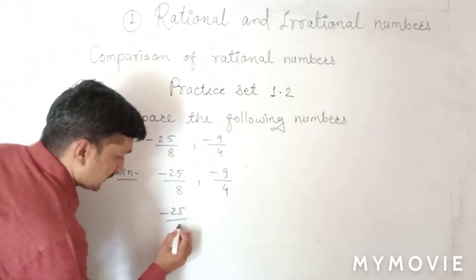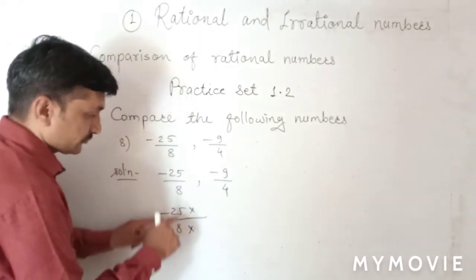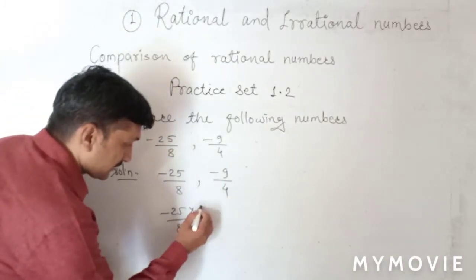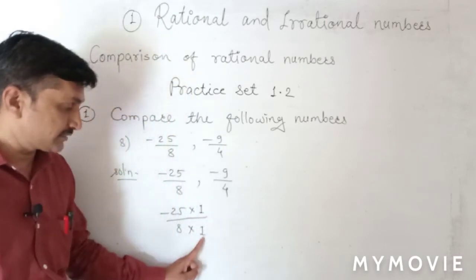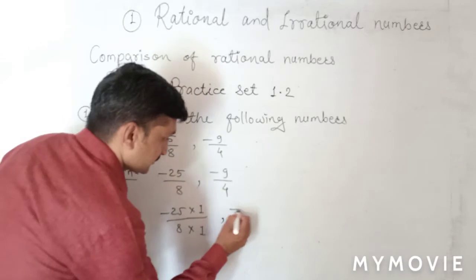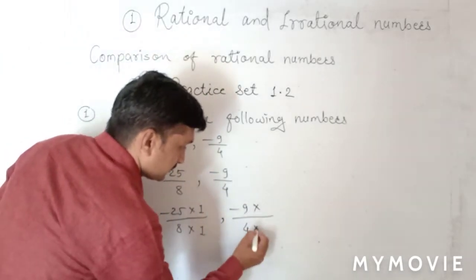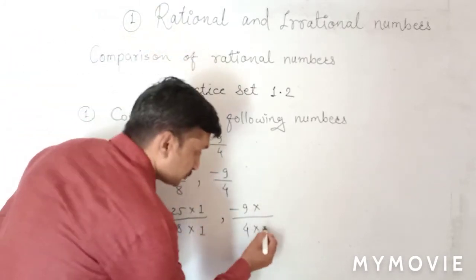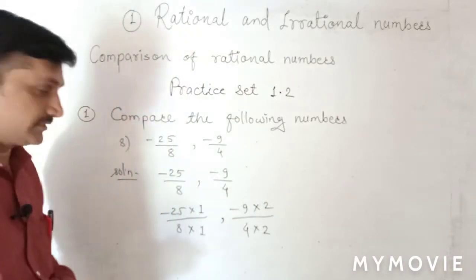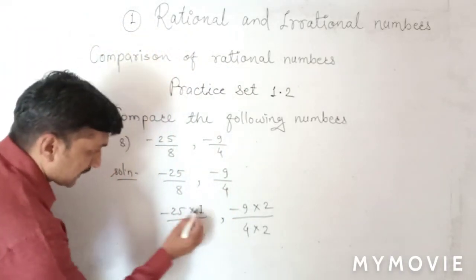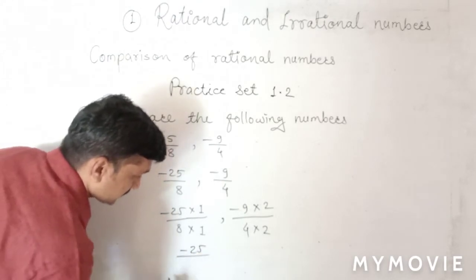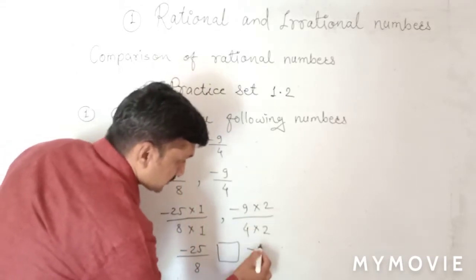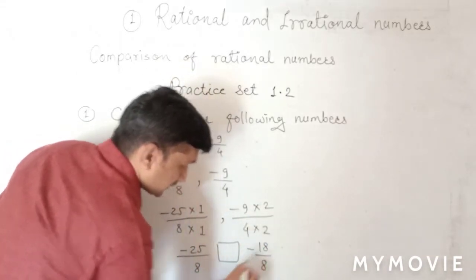Minus 25 upon 8 multiplied by, now here we already want 8, and that is given. Here we have to change. Now I multiply by 1. See, 8 into 1, 25 into 1, comma, here also multiplied by, now here we got 8, here also we want 8, therefore by which number do we have to multiply here? By 2 to get 8 there. Now multiply and compare. Minus 25 ones are minus 25, 8 ones are 8. Minus 9 twos are 18 upon 4 twos are 8.